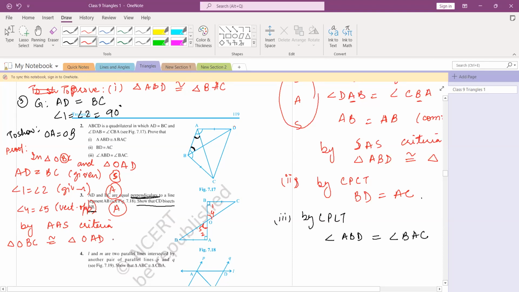So we have shown that the triangles are congruent, and we have to show that OA is equal to OB. This we have to show. By CPCT, when the triangles are congruent, their corresponding sides are also equal. So when these two triangles are congruent, this side will be equal to this side, right? So OA is equal to OB. So we have shown. Let's move to the next question.